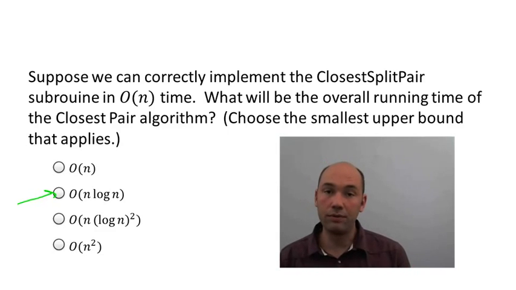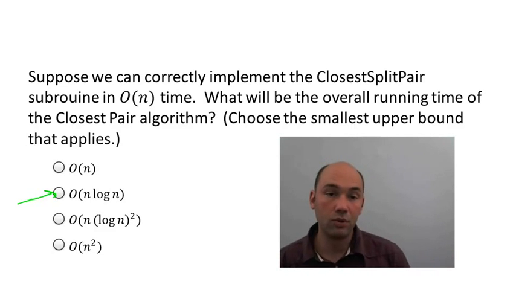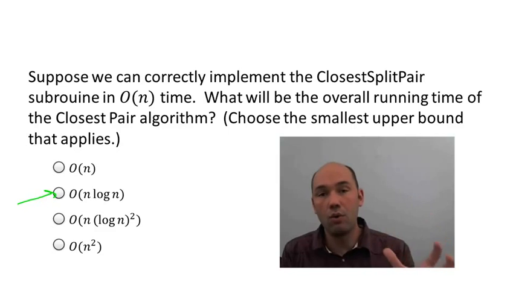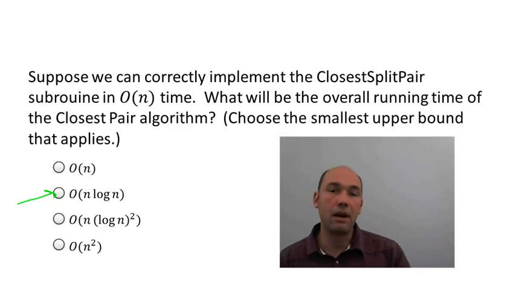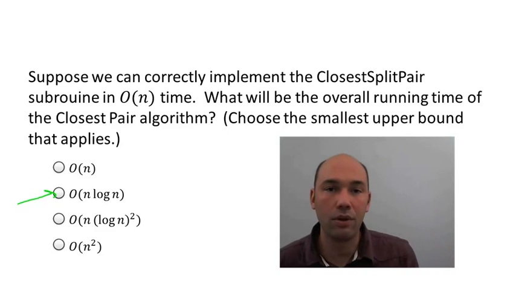And remember, that's what we were shooting for. We were working at n log n already to solve the one-dimensional version of closest pair, and the goal of these lectures is to have an n log n algorithm for the 2D version. So this would be great. In other words, the goal should be to have a correct linear time implementation of the closest split pair subroutine. If we can do that, we're home free. We get the desired n log n algorithm.